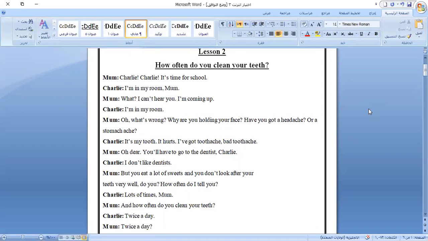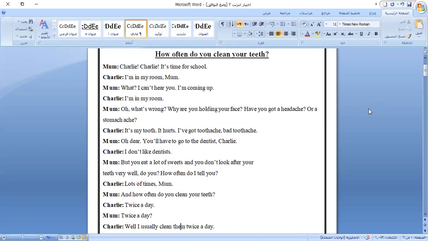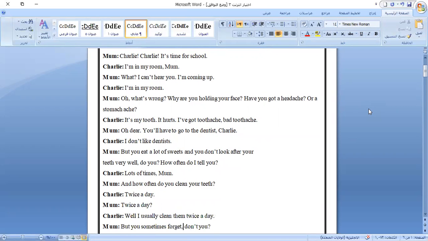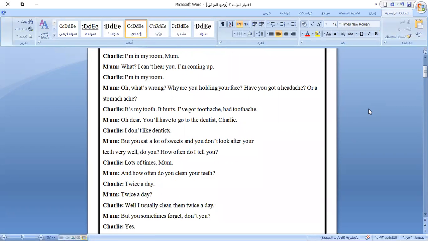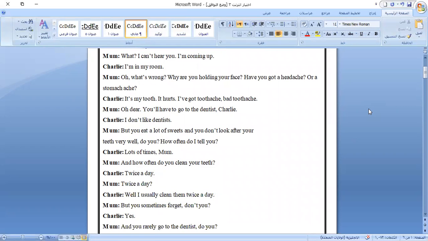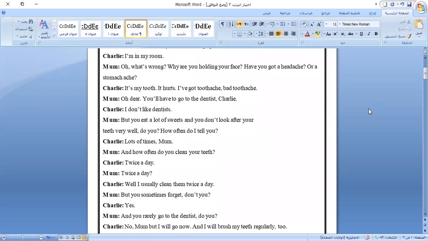Mom: But you eat a lot of sweets and you don't look after your teeth very well, do you? How often do I tell you? Charlie: Lots of times, Mom. Mom: And how often do you clean your teeth? Charlie: Twice a day. Mom: Twice a day? Charlie: Well, I usually clean them twice a day. Mom: But you sometimes forget, don't you? Charlie: Yes. Mom: And you rarely go to the dentist, do you? Charlie: No, Mom. But I will go now, and I will brush my teeth regularly too.